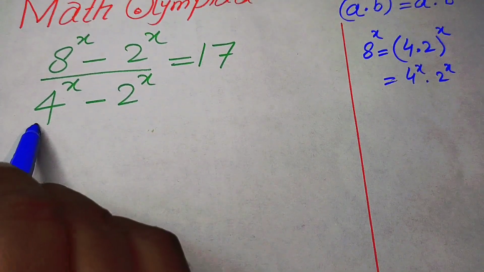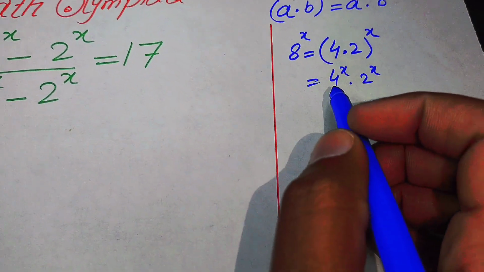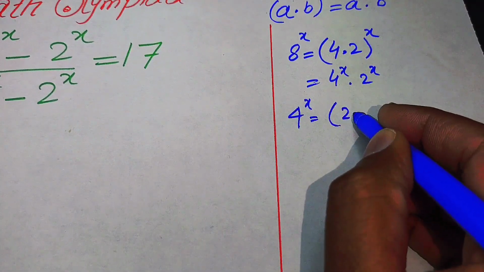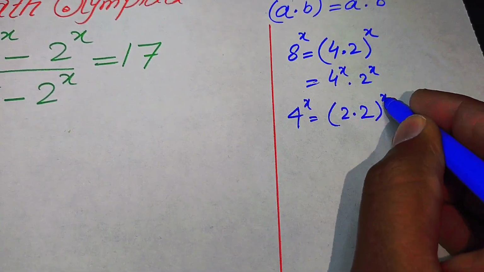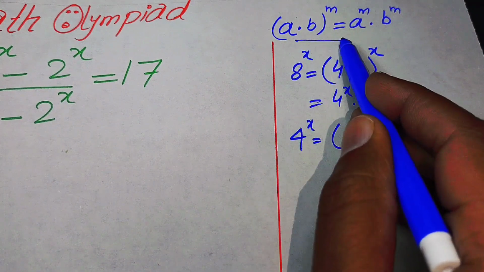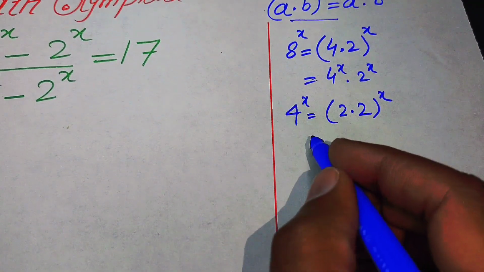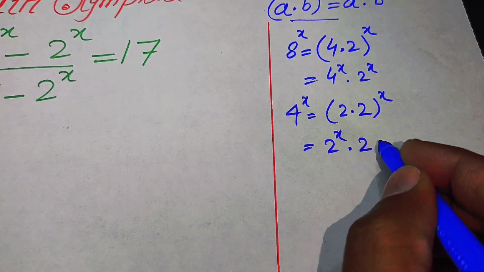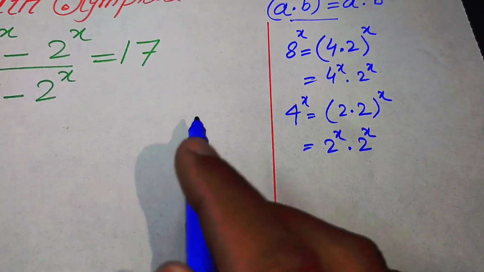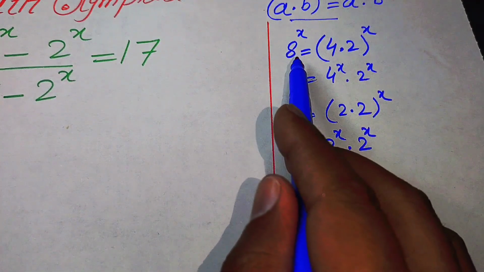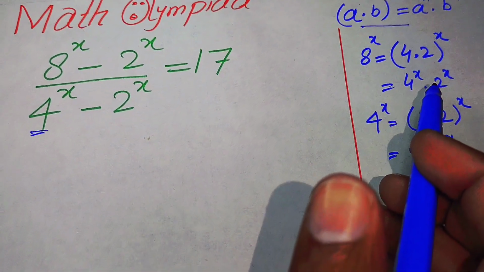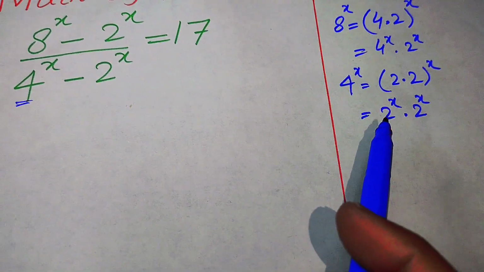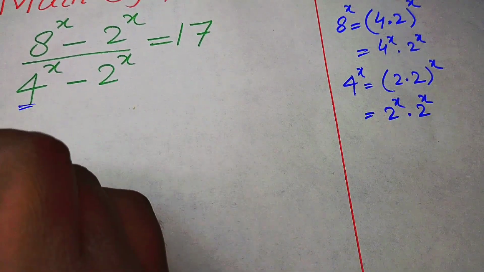Similarly, in our question statement we see 4^x, and we write 4^x as (2 times 2)^x, and after that we apply this exponent law and write it as 2^x times 2^x. So here we replace 8^x as 4^x times 2^x, and we replace 4^x by 2^x times 2^x.